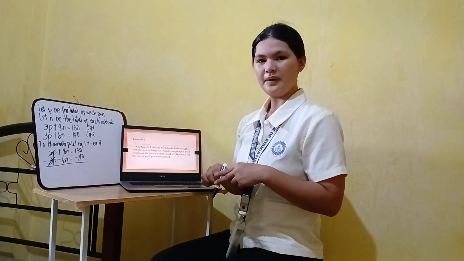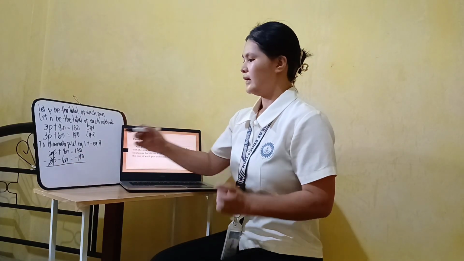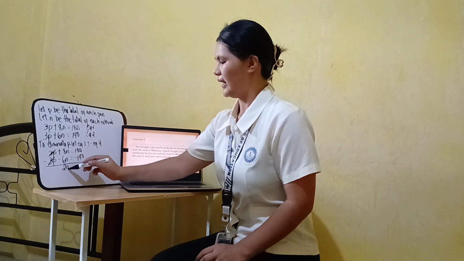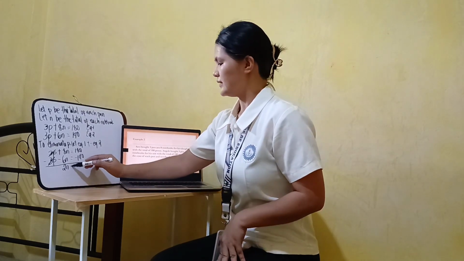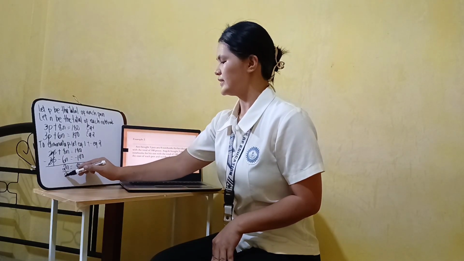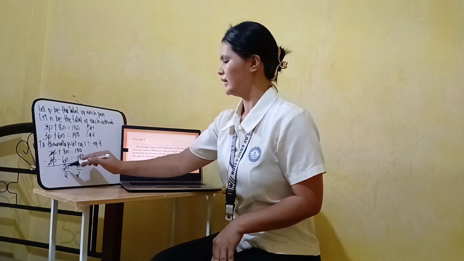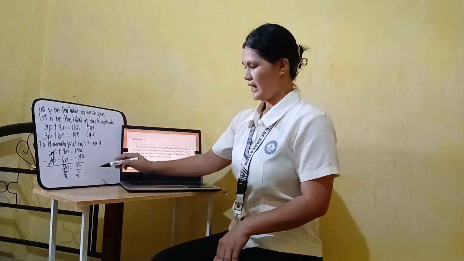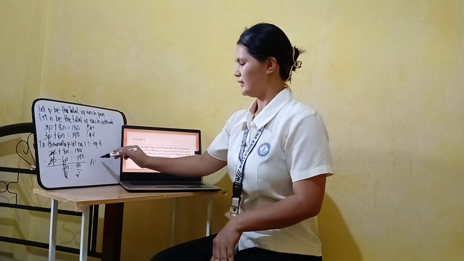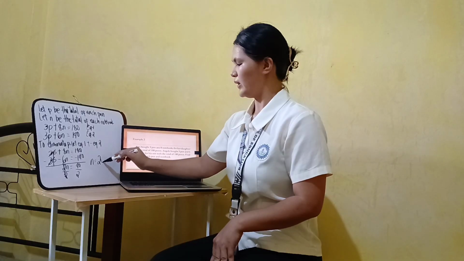Cancel out si positive 3p at si negative 3p. So 8 minus 6, that would be n. That would be 2n is equal to 180 minus 140 is equal to 40. Divide both sides sa 2. Cancel out the 2. And n is equal to 40 divided by 2. That would be 20.